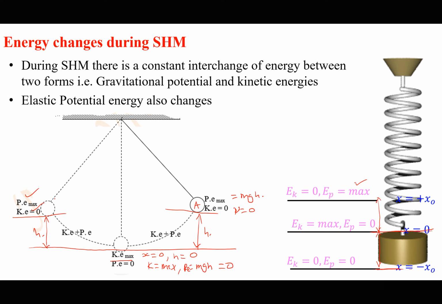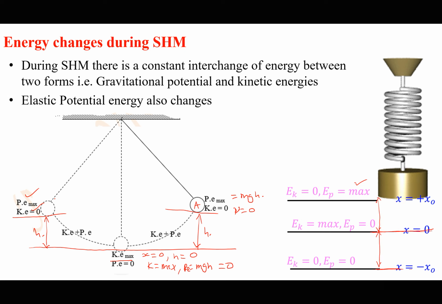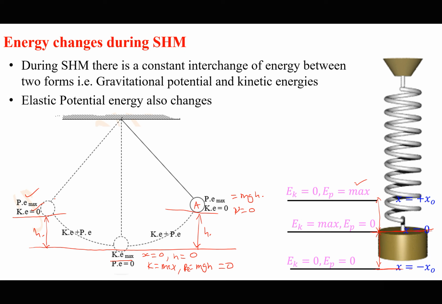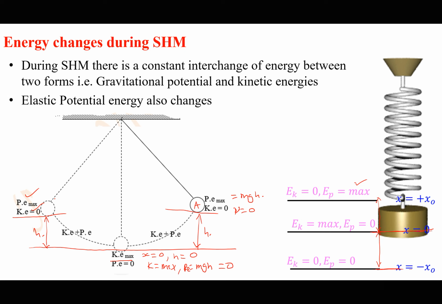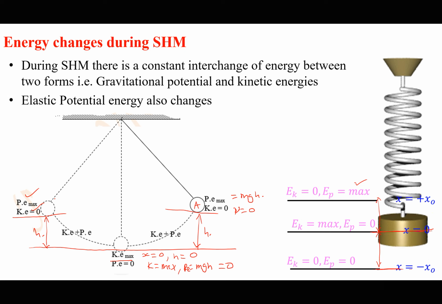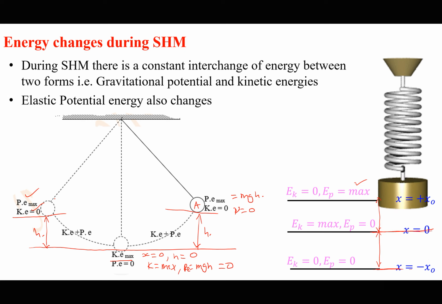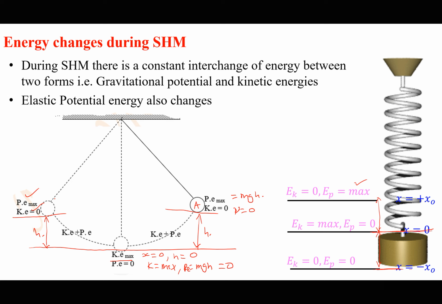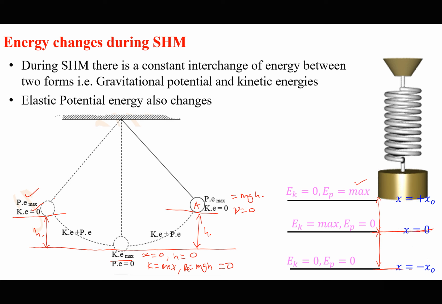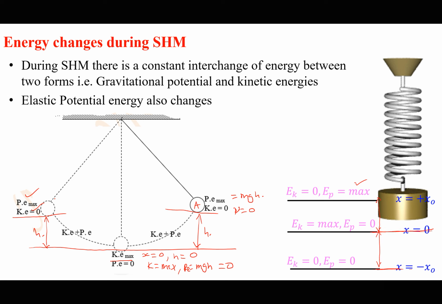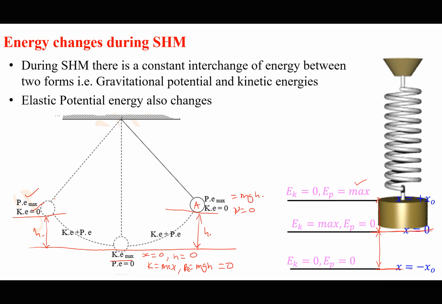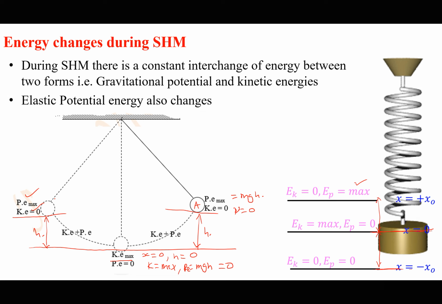So we are referring to energy changes here as potential energy decreases, kinetic energy increases, but the total sum is going to be the same because the law of conservation of energy is not going to be violated at any particular point. So as potential energy decreases, kinetic energy is going to increase. As kinetic energy decreases, potential energy is going to increase, but total energy is going to be constant.